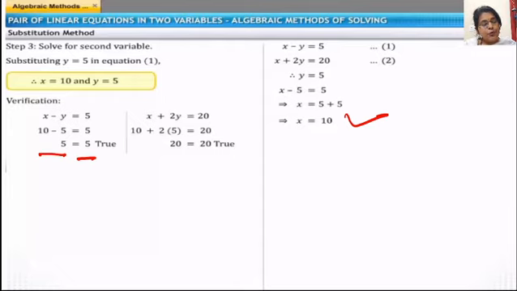Here we put the value of x as 10 and the value of y as 5. So 2 into 5 is how much? It is 10. So 10 plus 10 is equal to 20, and 20 is equal to 20. This is left hand side equal to right hand side.